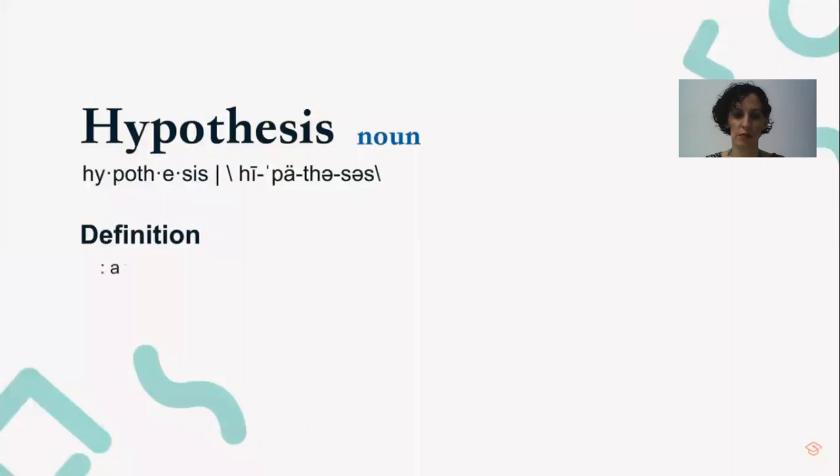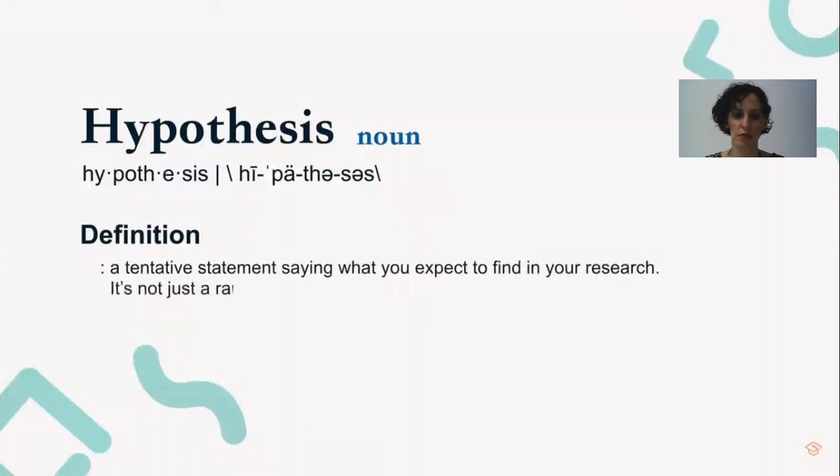So, what's a hypothesis? A hypothesis is a tentative statement saying what you expect to find in your research. It's not just a random guess, but a prediction based on existing knowledge. Now we'll grab an apple and munch on it while we dive into this topic. Here are 6 steps to formulate a strong hypothesis.